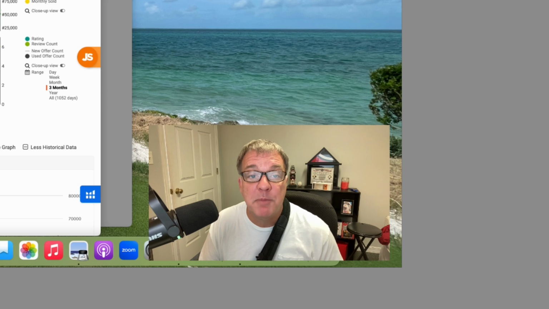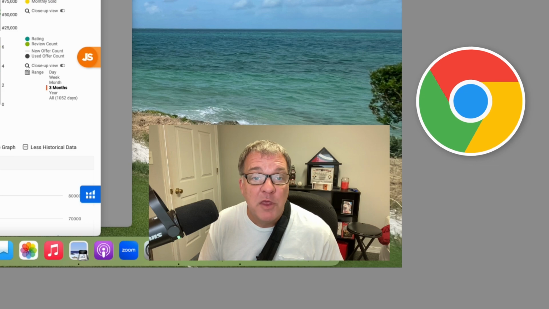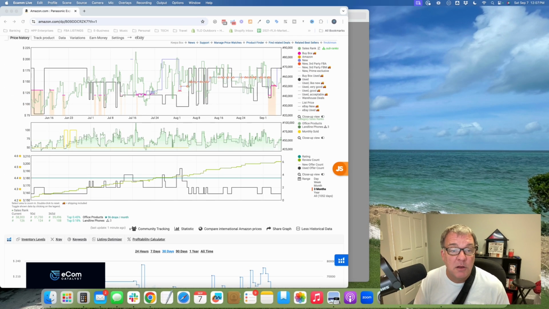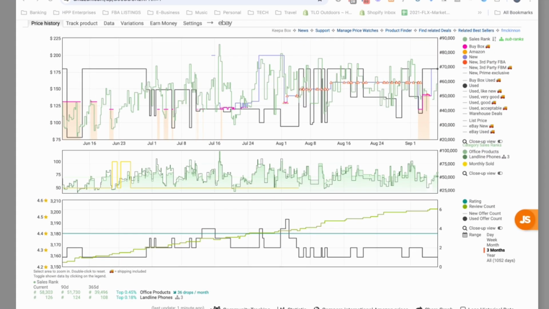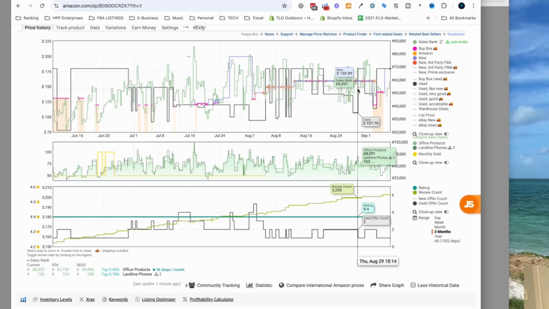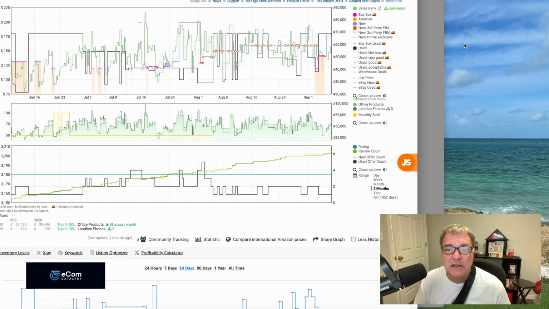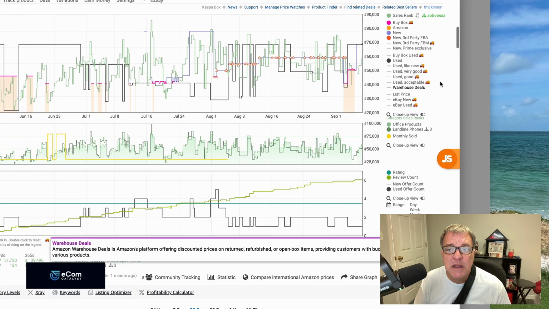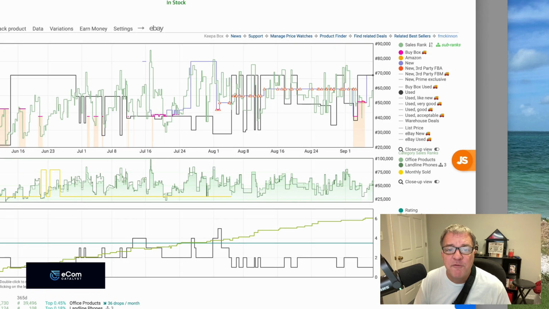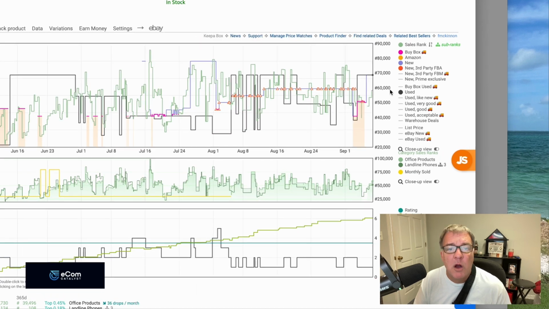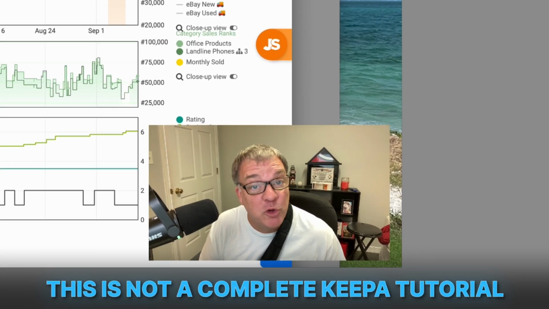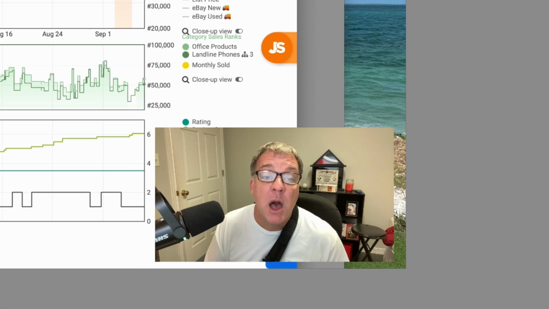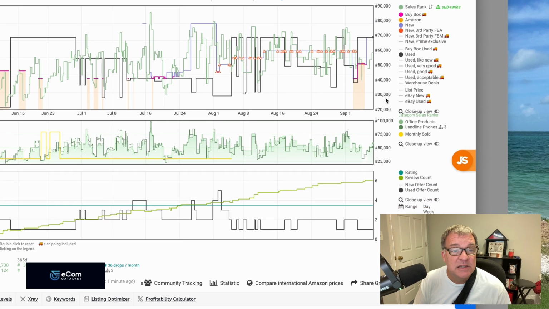You can sign up for Keepa, and when you log into Keepa and install the Keepa Chrome extension on your Chrome browser, then when you look at an Amazon product, you get all kinds of crazy information like you see here. If I zoom in on this a bit, you can see a lot of information that's very valuable. This is not a complete Keepa tutorial. We will do that, but I do want you to see some of the information.